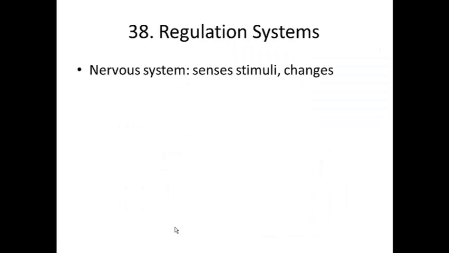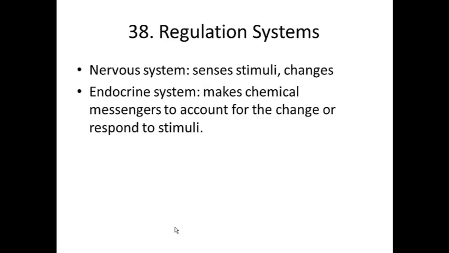The nervous system is one of the regulation systems because it senses stimuli, changes in the environment, and can then send that signal, and the endocrine system may make chemical messengers to account for the change or to respond to the stimuli. So the nervous system might sense that the air outside is cold, and that might tell your brain that it needs to tell the body to shiver so you can warm up.